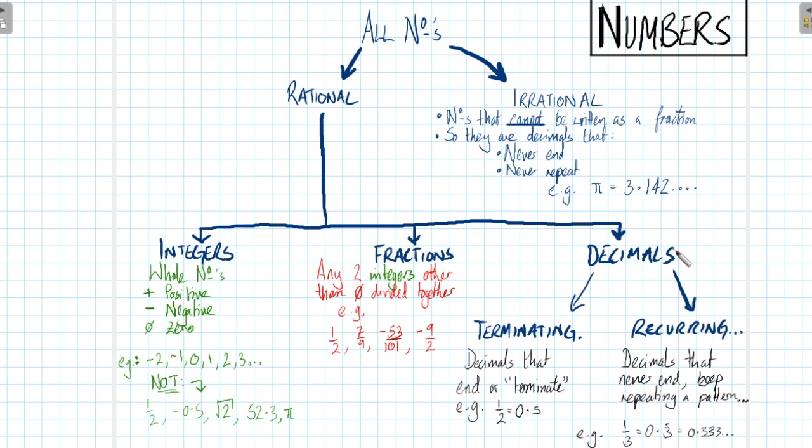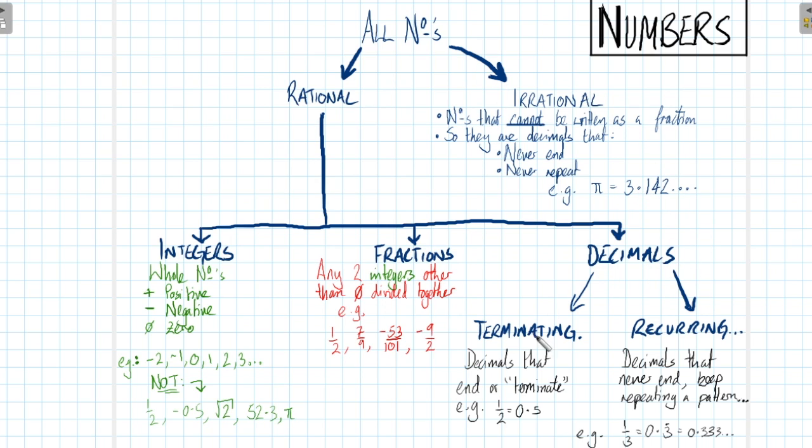Moving along to decimals. Now we have two types of decimals. We have terminating decimals, i.e. they end or they terminate, and we have recurring decimals, and these are decimals that never end and they keep repeating in a pattern. So 1/3, for example, is 0.33333 forever and ever, and that's a recurring decimal. Note, however, even though it recurs and it repeats, it's not irrational.